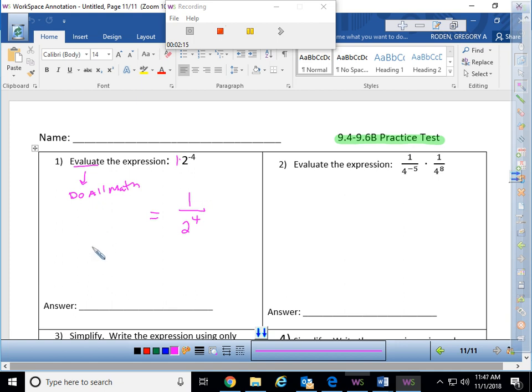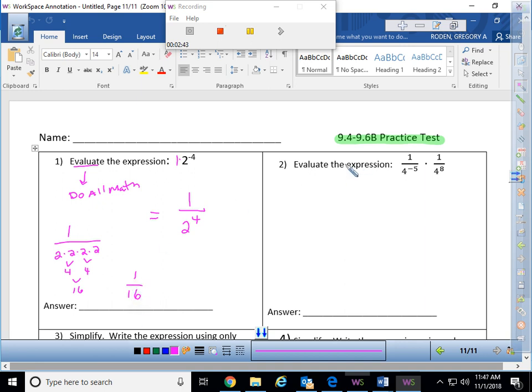Now, there's lots of ways to do this. So this is 1 over 2 times 2 times 2 times 2. And I like to multiply kind of 2 pairs at a time. So this is 2 times 2 is 4, this is 2 times 2 is 4, and then that gives me 16. So my final answer for number 1 is 1 over 16.